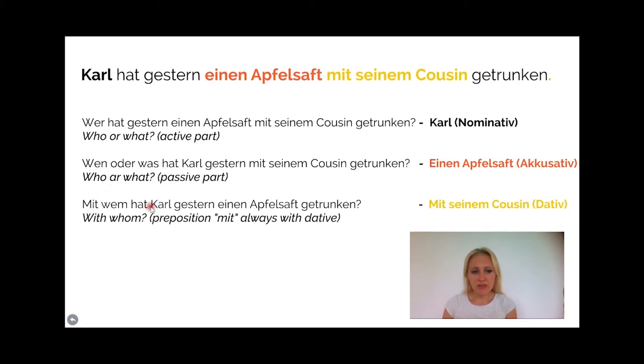The next one, mit wem hat Karl gestern einen Apfelsaft getrunken? And it means with whom. With whom did he drink the apple juice? So the preposition mit, or in English with, always goes with the dative. So with whomever he drank the apple juice needs to be put in the dative case. Or let's say whatever comes after the preposition mit needs to be put in the dative. That's why it's mit seinem Cousin. Seinem, if you have studied the possessive pronouns, for example, you know seinem must be a dative possessive pronoun. It cannot be anything else. Okay, mit seinem Cousin, so the cousin here is the dative object because it's with his cousin. It comes right after the preposition mit.